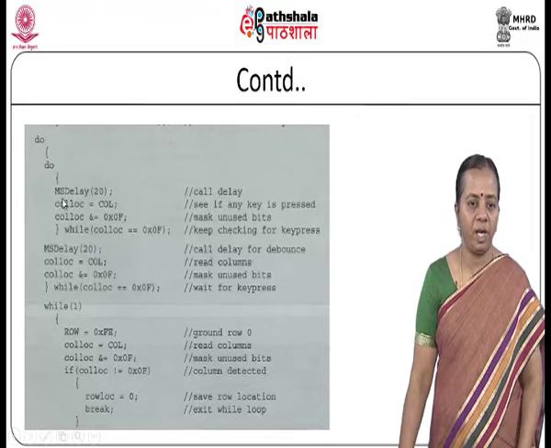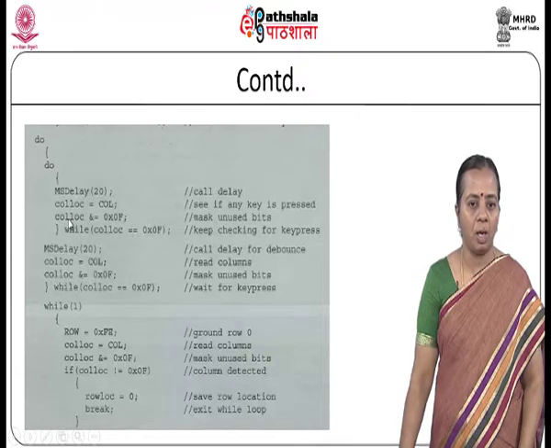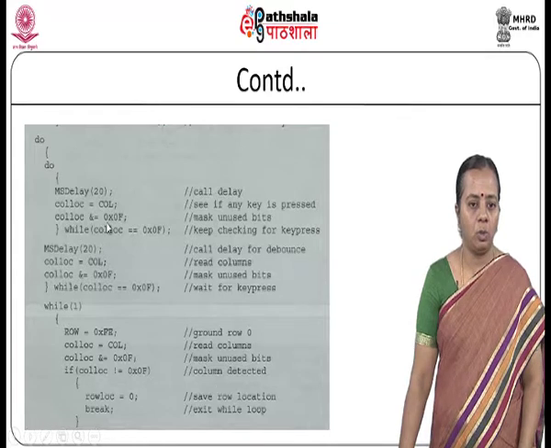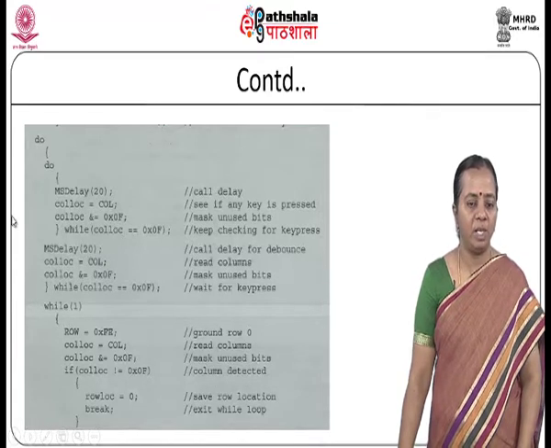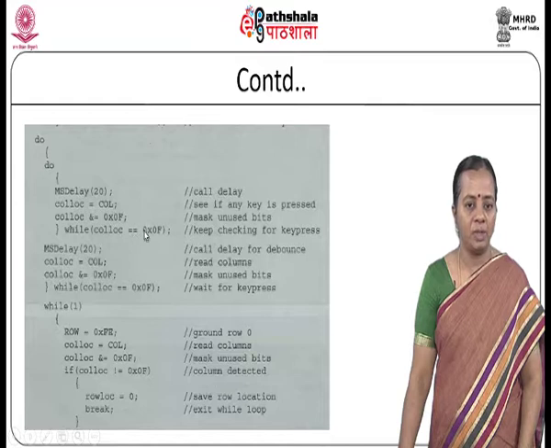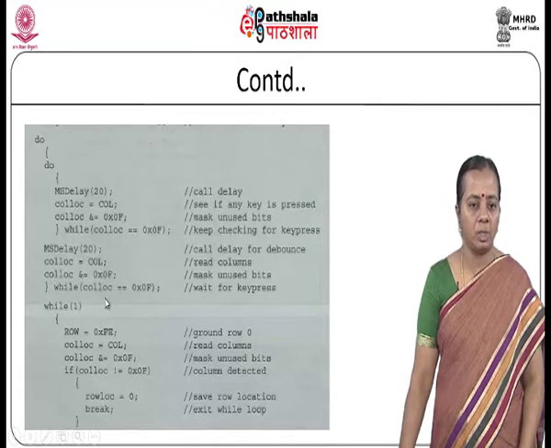First we say MS delay 20, that means I am giving a delay. After that, I am reading the column position and placing it in column location, and we look at whether any column is pressed or not. So, I am ANDing with 0F. We will be waiting in this particular loop till it is 1111. When it is not equal to F, that means F is nothing but 1111, if it is not equal to F, then it comes out.